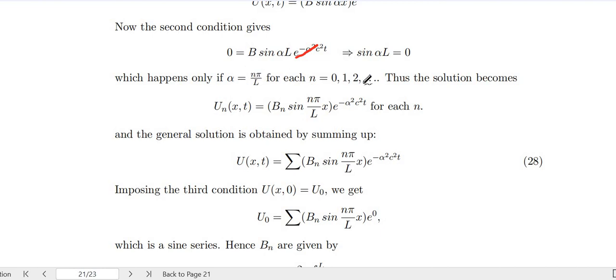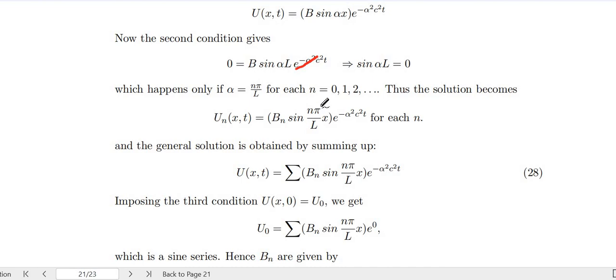That is not happening, so you have to take positive constants only. So here u of x,t is equal to b sin(alpha x) e raised to minus alpha square c square t, where alpha is now n pi by L, right? So b sin(n pi x by L) e raised to minus alpha square c square t, and for each value of n you will get one solution.